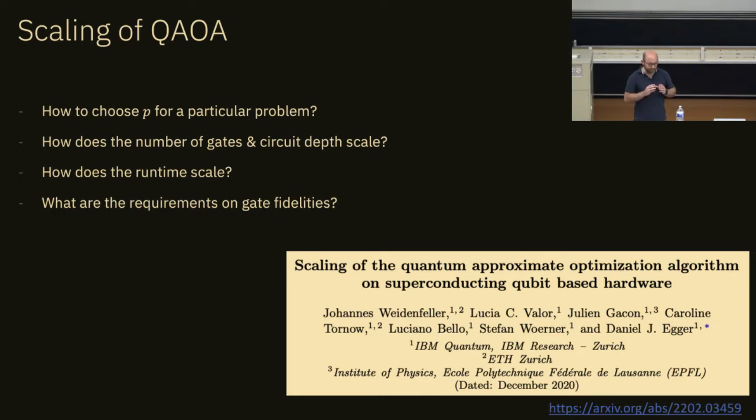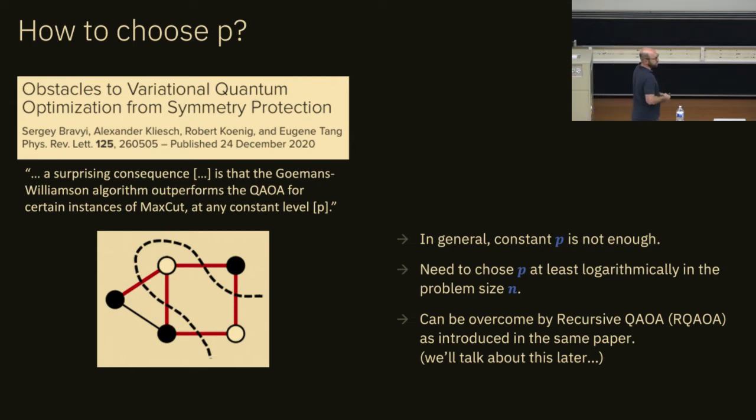So if we think about this p and the number of gates and the circuit depth, what requirements does this impose on the gate fidelities? That gives us an idea about when this algorithm might be applicable and what kind of advantages we might be able to realize with that at some point. And we analyzed this in quite some detail in this paper here, where you can find the details that I likely will not all show here. All right, let's focus on the first question, how to choose p.